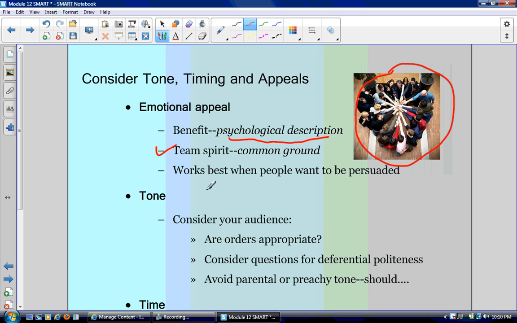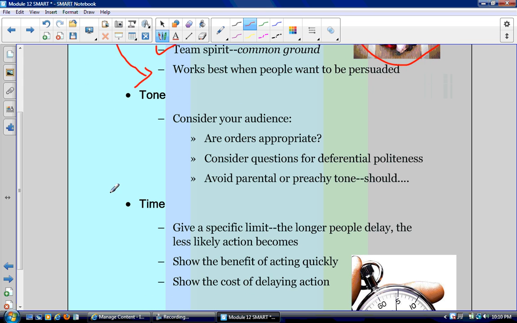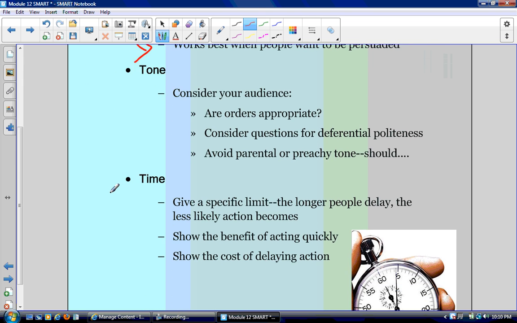And with these kinds of emotional appeals, though, you want to be careful. They work best when people are already wanting to be persuaded. They want a solution to the problem. They're hungry for it. You're able to help them buy in by giving them those emotional tickets to ownership. Consider your audience.